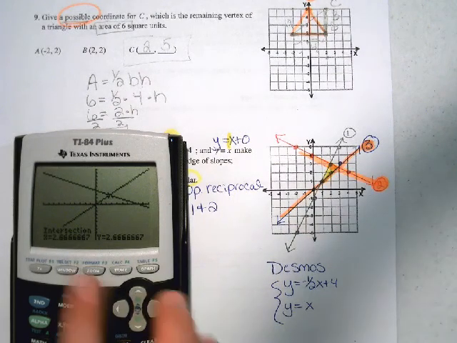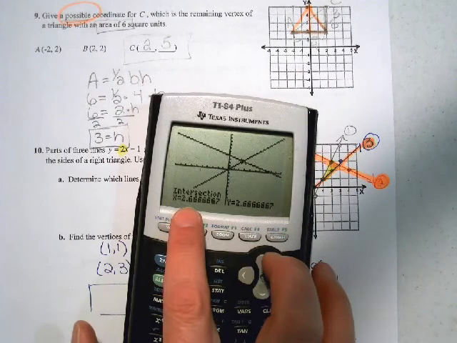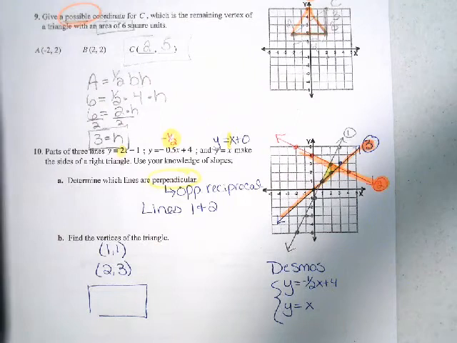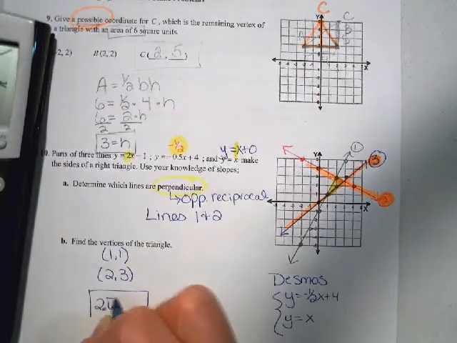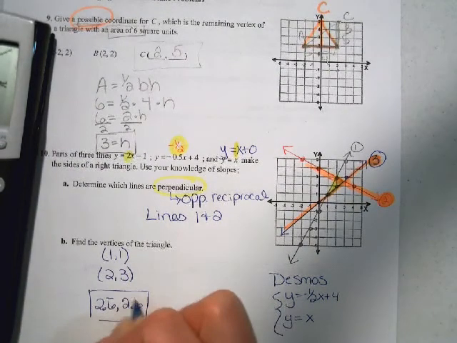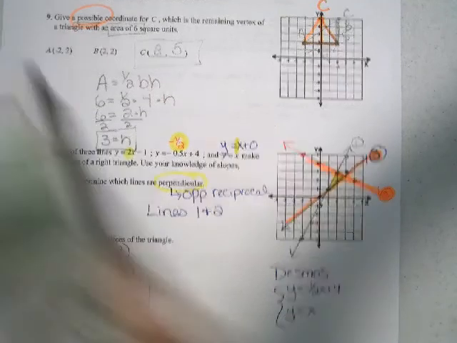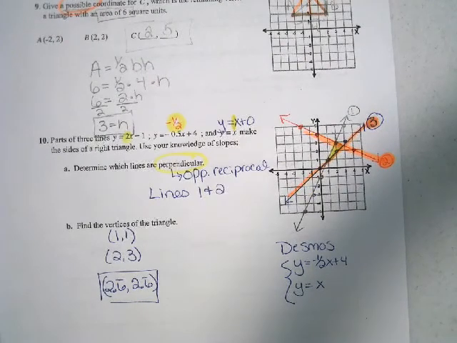So 1, 2, 3. And then notice there is my intersection, which, do you see how it's a decimal? We knew it was going to be a decimal because if you look at it, it doesn't cross nicely anyways. So I say we just round, obviously, this off. So I'm going to say 2.6 repeating, comma, 2.6 repeating. And that is our other intersection point.